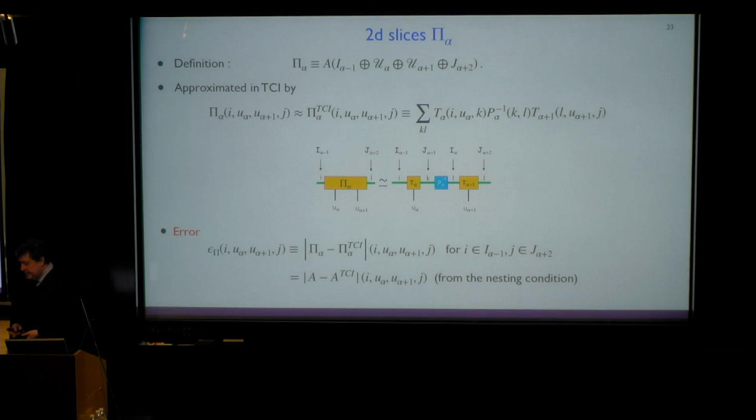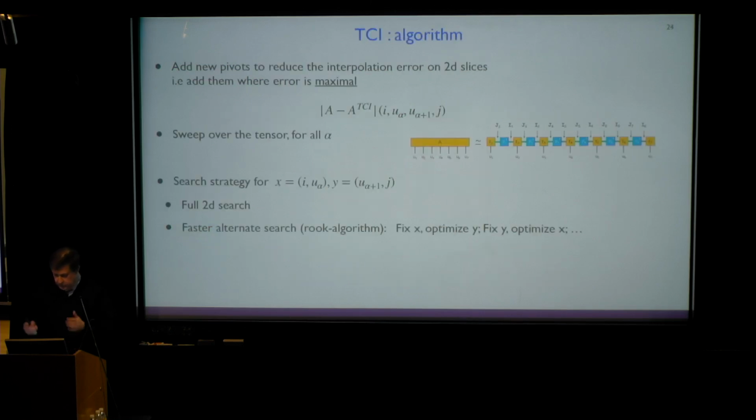So the 1D slices are exact, the 2D slices are not, but you put pivots to minimize the error in 2 dimensions. So the algorithm will sweep over the tensor, take all the pairs of adjacent indices, and add pivots to minimize the error systematically. Well, that's what this slide says. And it will keep the error that's found in the 2-dimensional slices as the error evaluation. Okay, there are different strategies to evaluate this.